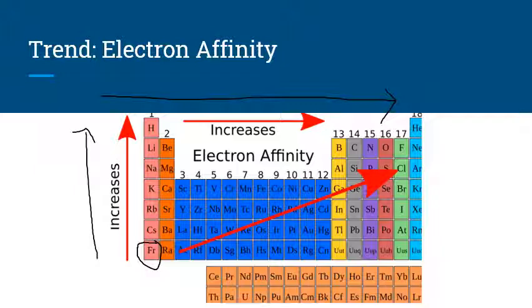On the other hand, if fluorine were to gain another electron, it would be in a much more stable energy level, and therefore it would release a lot of energy as well. So this is going to follow that same trend. As we move up the periodic table, it's going to increase, and as we move to the right across the periodic table, it will increase.